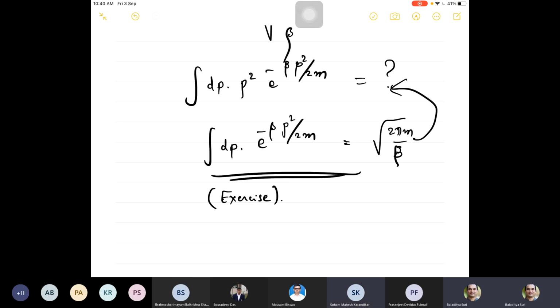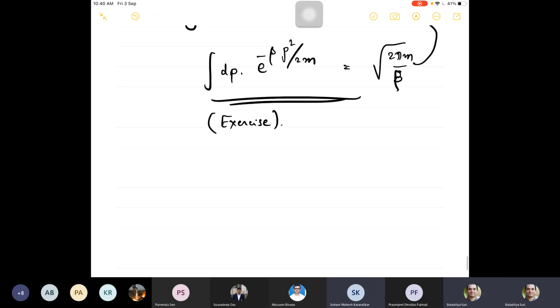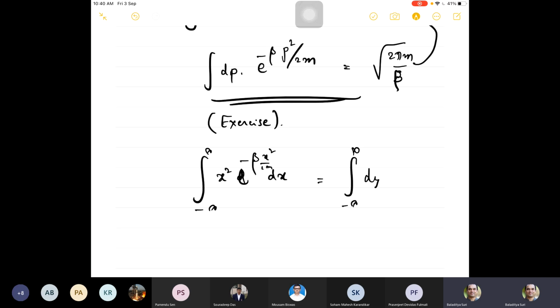Yes, Soham. Sir, how did we assume that all the pi's, like the pi does not matter? The momentum integral would be the same for every i. It's simple like this. Let us say I have integral x squared e power minus beta x squared dx. This is equal to integral dy y squared e power minus beta by 2m y squared. It doesn't matter whether I write this as x or y. Yes, sir, it's a dummy variable.